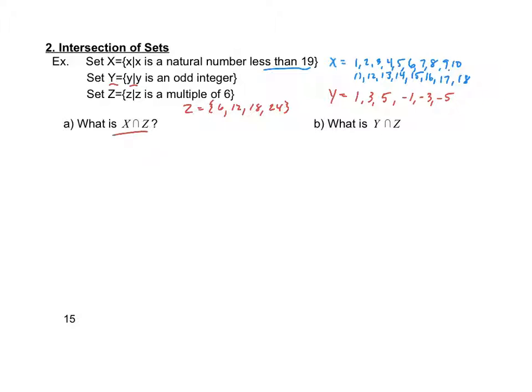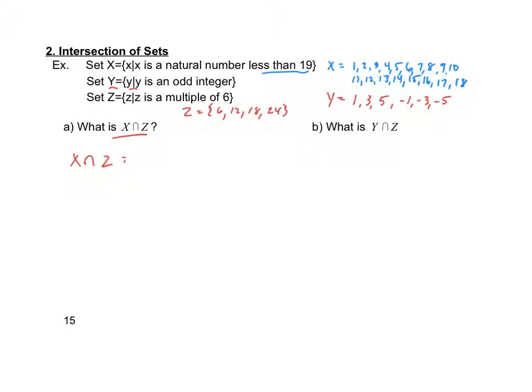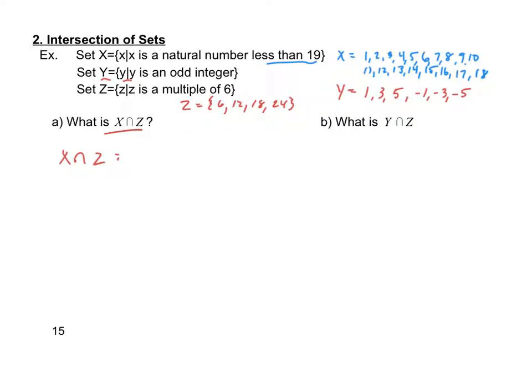But I want to know, what is the intersection of x and z? Z is multiples of 6, and x were my natural numbers below 19. So it looks like 18, 12, and 6 would be my overlap between x and z. So 6, 12, and 18.